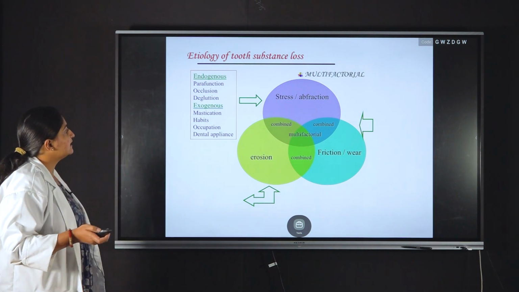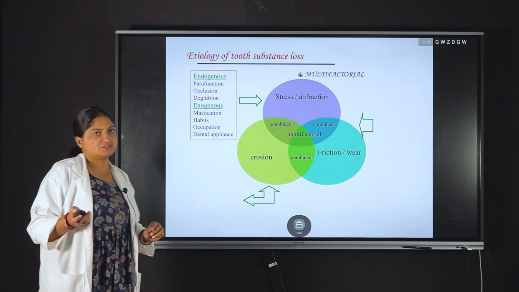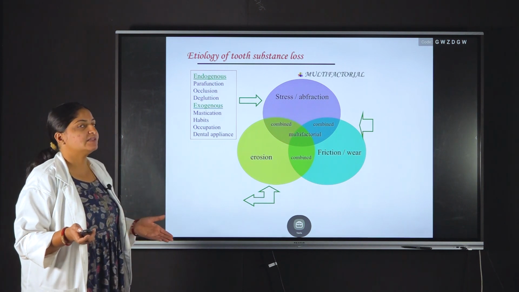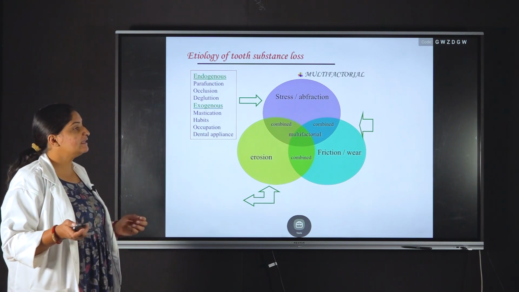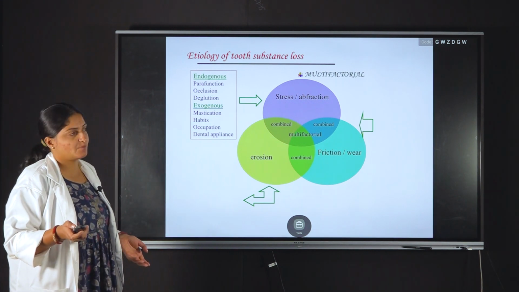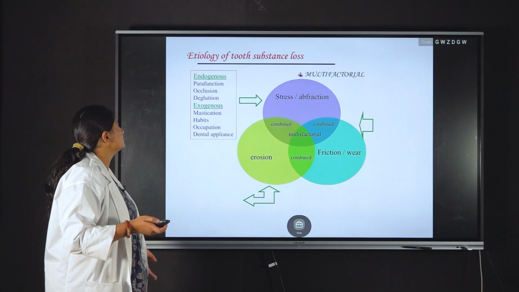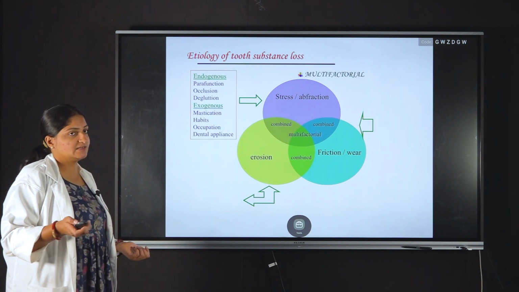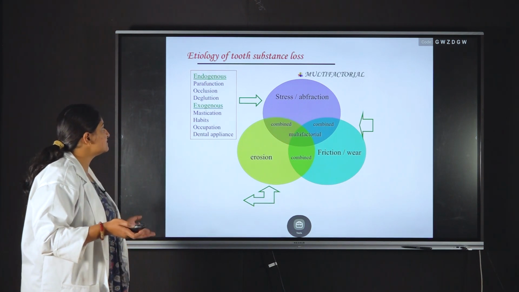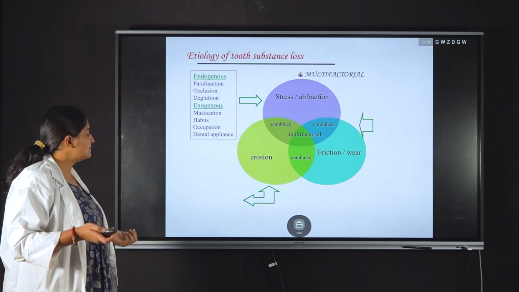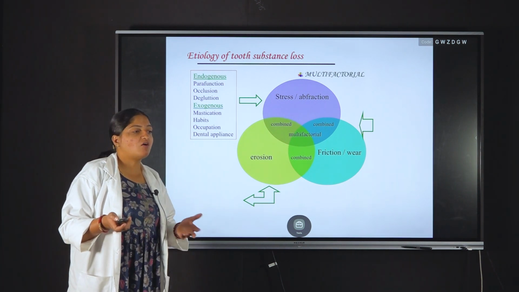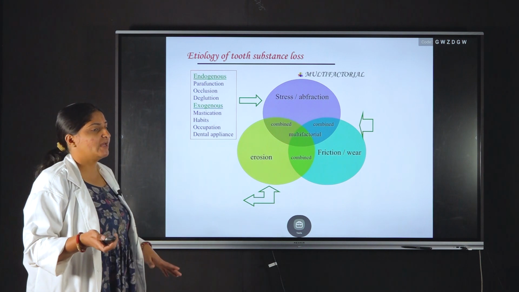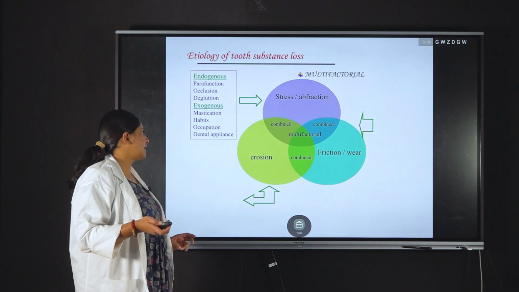So it can be endogenous or exogenous. Endogenous means a problem within the oral cavity, in chewing or swallowing, or any change in the physiological process, such as parafunctional habits and any disturbance in the occlusion or deglutition, that is swallowing. Coming to exogenous, that is any problem during mastication, habits such as tobacco chewing or pan or areca nut chewing, which may contribute to the wearing of the teeth, and occupation and dental appliance.